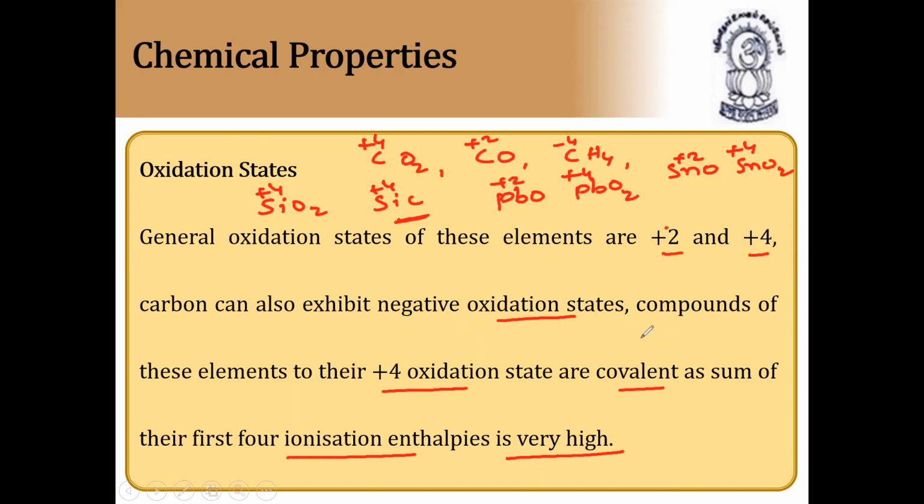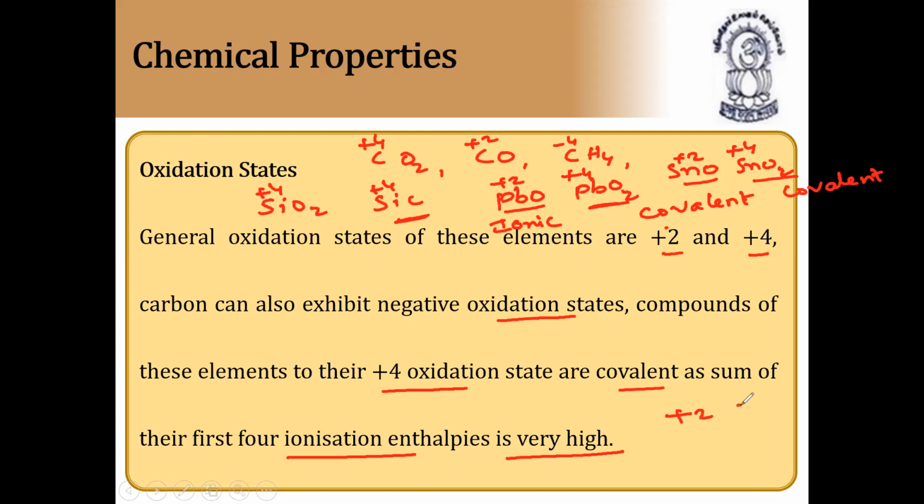Compounds of these elements in the +4 oxidation state are covalent. So +4 oxidation state compounds are covalent. So lead dioxide is covalent, whereas lead oxide is ionic, because of metallic and non-metallic character. Tin dioxide is covalent, whereas tin oxide is ionic.